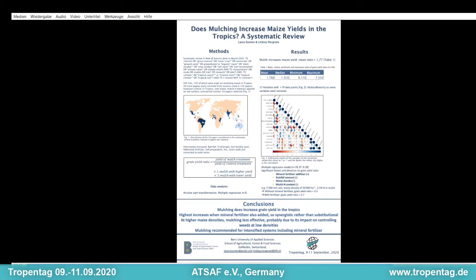I also found that with higher maize densities, the effect of the mulch on the maize grain yield was lower. This might be due to the fact that at lower maize densities, the mulch contributes to suppressing weeds. But at higher maize densities, this effect might not be needed, since the maize plants themselves might suppress weeds. As a final recommendation, I would say that mulching should be combined with mineral fertilizer, if of course available and affordable, in intensified maize production systems in the tropics.